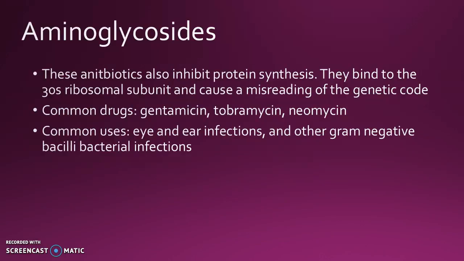And then lastly, we have the aminoglycosides, which are antibiotics that also inhibit protein synthesis. They will bind to the 30S ribosomal subunit as well, and they cause a misreading of the genetic code. And then some common drugs are gentamicin, tobramycin, and neomycin. And these are mostly used for eye and ear infections. And then they're used also for other gram-negative bacilli bacterial infections, but most commonly the eye and ear infections. And they come in a drop form. And that's it.